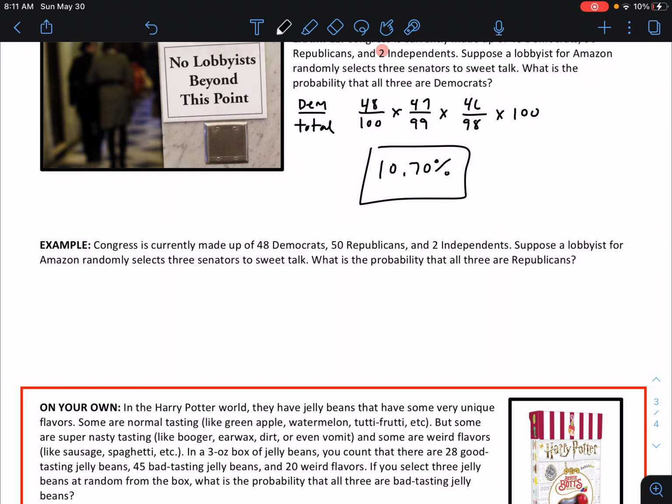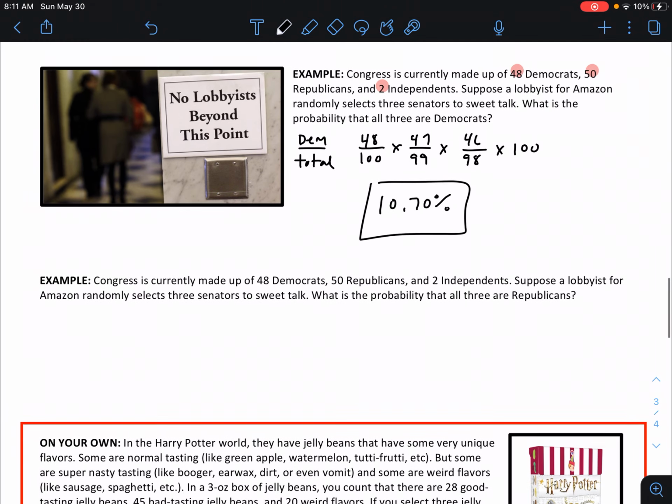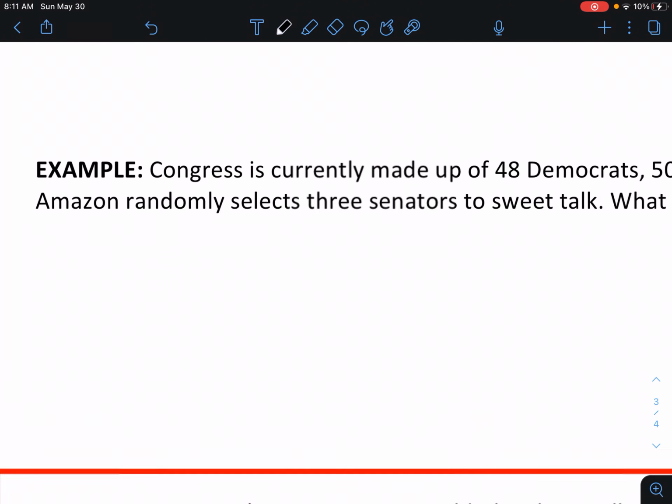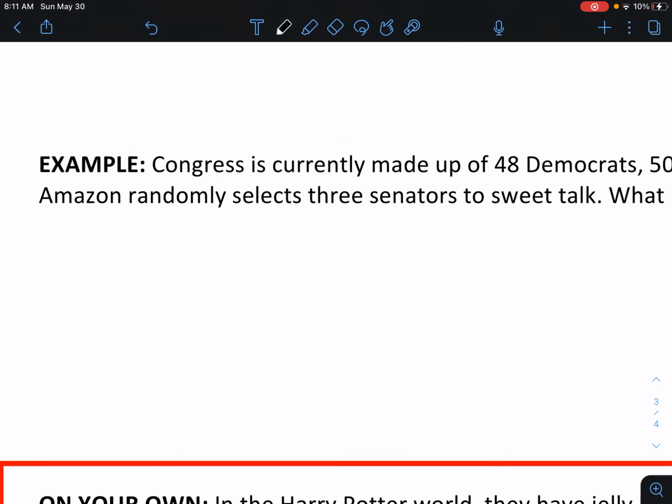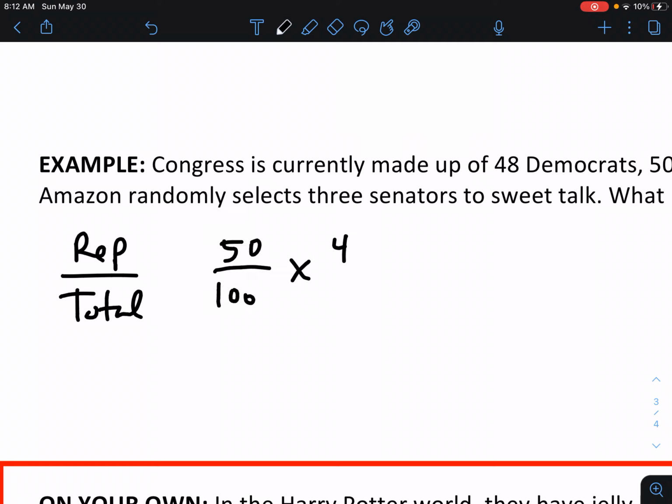All right, second question here. Congress is currently made up of the same group, 48 Democrats, 50 Republicans, 2 independents. Suppose a lobbyist, same question. What's the probability all 3 are Republican? Well, in this case, we want to think Republican, and there are 50 Republicans. Ooh, 50. That's a little easier number to work with. So we have the same thing. Now we're going to say Republican over total. So it's 50 over 100 times 49 over 99 times 48 over 98 times 100.